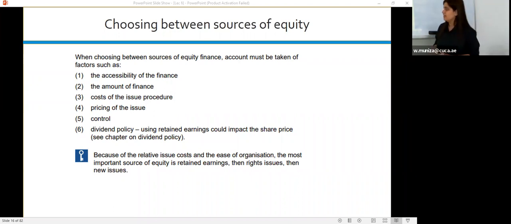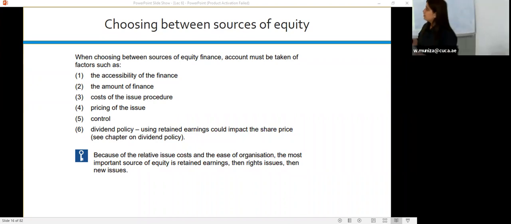Then dividend policy. Using retained earnings could impact the share price. Obviously, the dividend holders, the equity investors who want dividends from the company, do not want all of the retained earnings to be used for investment purposes. They do want the dividend to be given to them. So if the retained earnings are going to be used, they are going to impact the share price. In the next chapter on dividend policy, we are going to have a look at this concept as well.